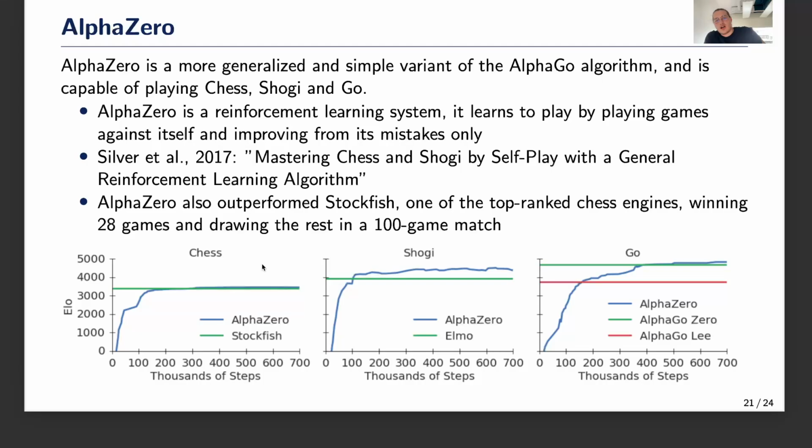AlphaZero, trained with no prior data, beat AlphaGo Zero in Go, beat Elmo at Shogi, and beat Stockfish in chess with 28 wins, 72 draws, and 0 losses in a 100 game match. Each game was learned from scratch using only the rules of the game.